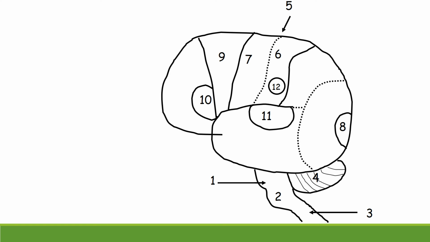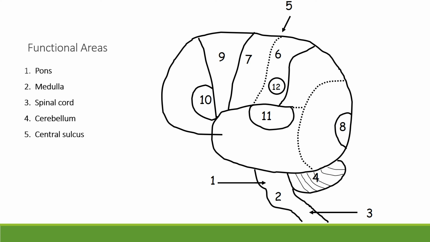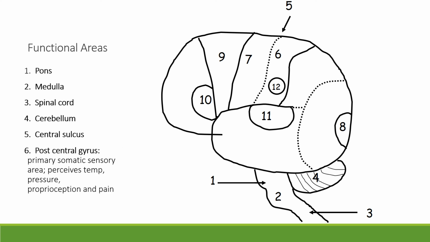Here are the correct answers for the functional areas of the cerebral cortex. Number 1 is the pons, number 2 is the medulla, number 3 is the spinal cord, number 4 is the cerebellum, number 5 is the central sulcus, number 6 is the postcentral gyrus. This is the primary somatic sensory area. It perceives temperature, pressure, proprioception, and that means where your limbs are in space, and pain.